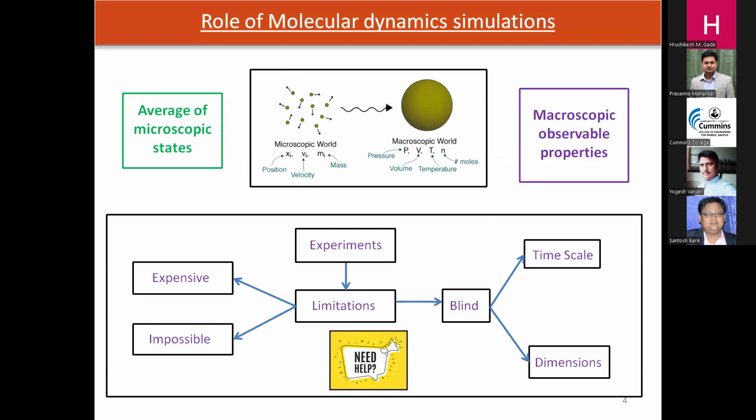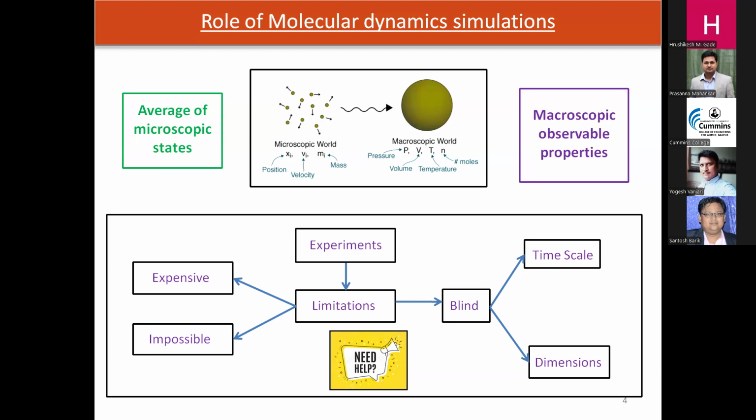Now, the very basics of molecular dynamics simulation. What we do in molecular dynamics simulation is basically calculate certain average microscopic properties and then correlate them with the macroscopic observable properties, because all the macroscopic observable properties that we look at in bulk originate from the microscopic properties. So if we have the microscopic properties, we can certainly predict macroscopic properties. That's what we do in molecular dynamics simulations.